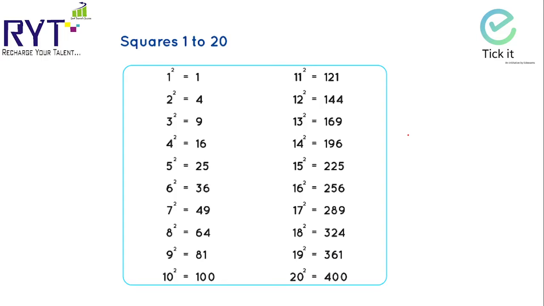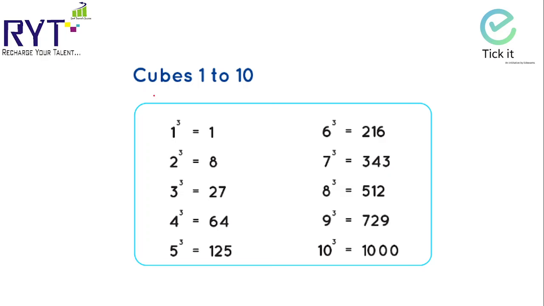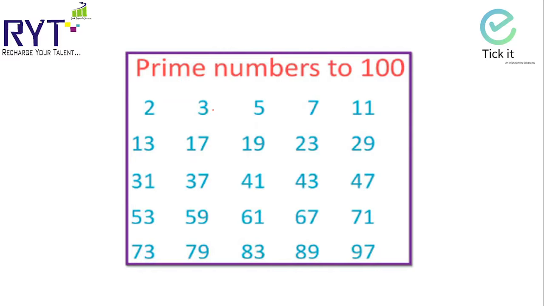Okay, so first thing is squares. You know that square is nothing but when you multiply one number with itself 2 times. So 1 into 1 is 1 square. 2 into 2 is 2 square. Okay, so cube is 3 times. 1 into 1 into 1 is 1 cube. So you should know cubes until 10. That is a minimum. Then prime numbers.